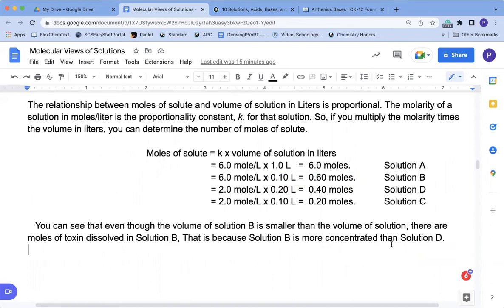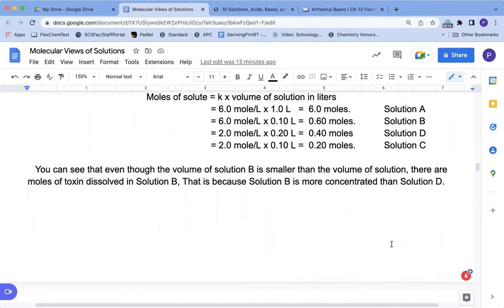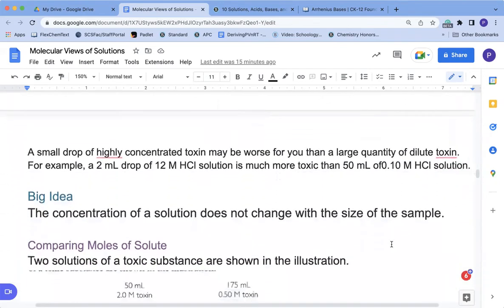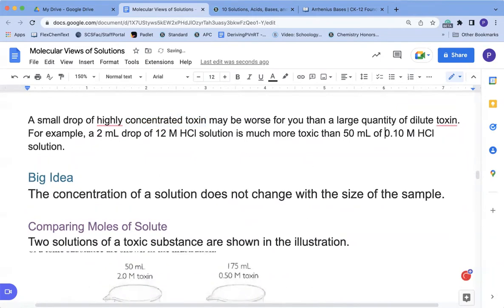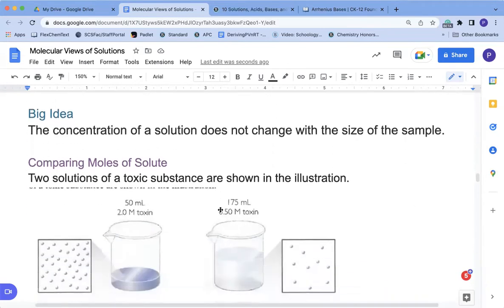Solution B is more concentrated than solution D. So as we talked about with peppers, habanero has a much more concentrated solution of capsaicin in it than the other peppers that we looked at, although we actually found serrano to be hotter, so therefore more concentrated even than habanero. But the big idea here is that the concentration of a solution does not change depending upon how much of that solution you actually measure out in some way.